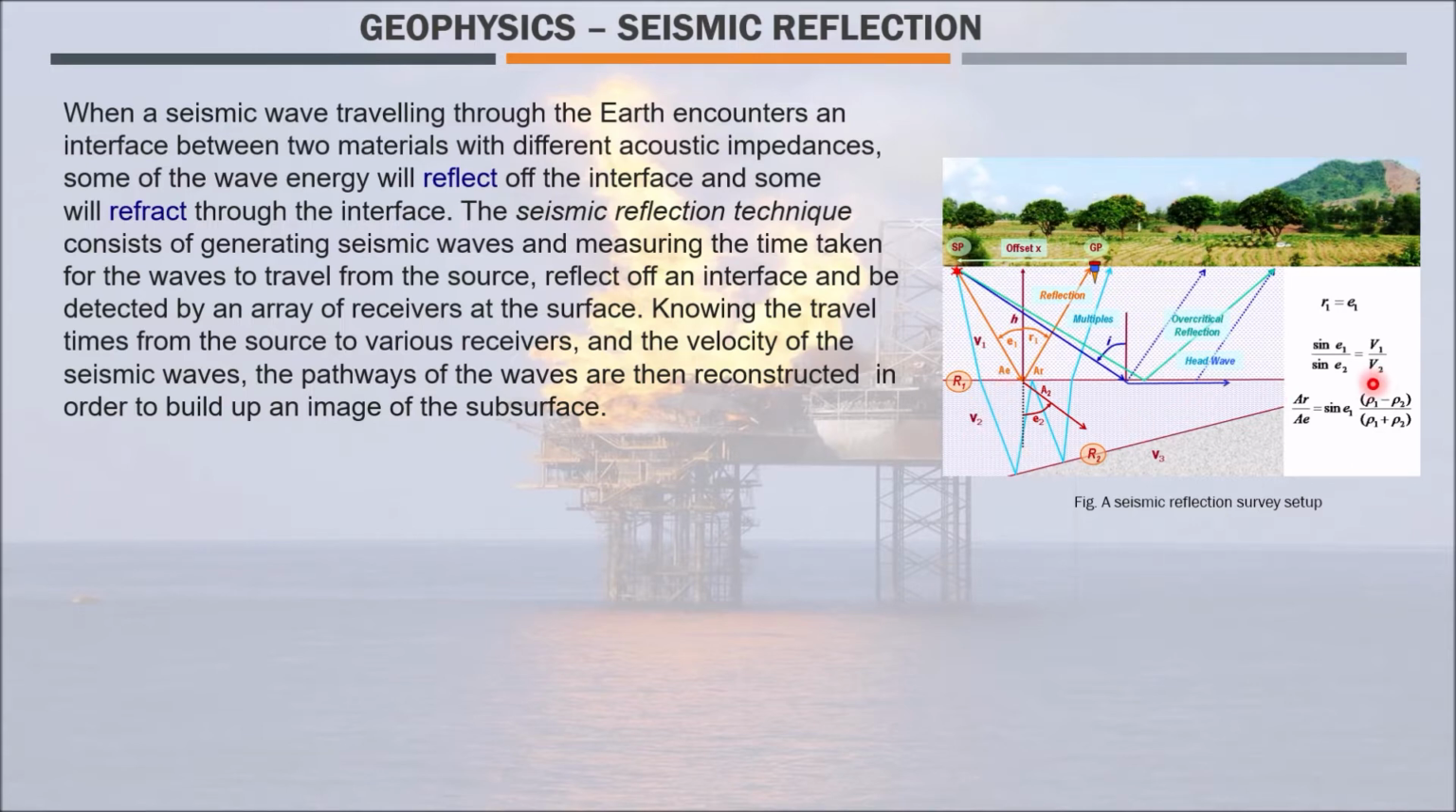The seismic reflection technique consists of generating seismic waves and measuring the time taken for the waves to travel from the source, reflect off an interface, and be detected by an array of receivers at the surface. As you can see from this figure, this is a seismic wave and this is its reflection. This is another seismic wave, and its reflection is like this. So these are all reflected waves.